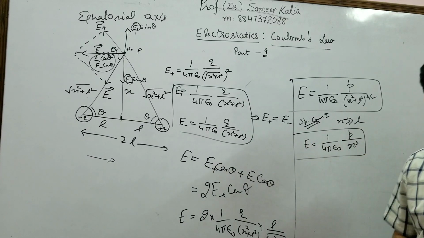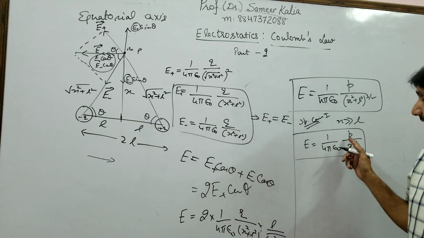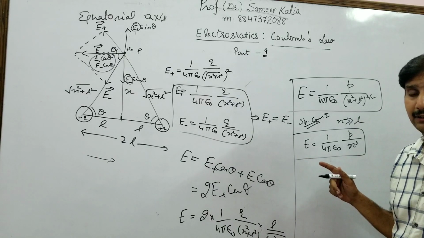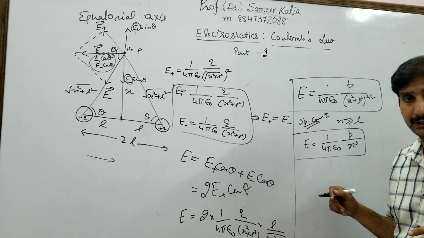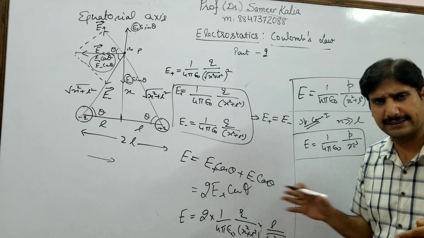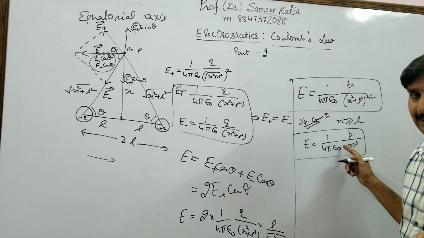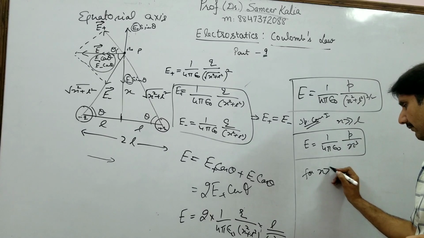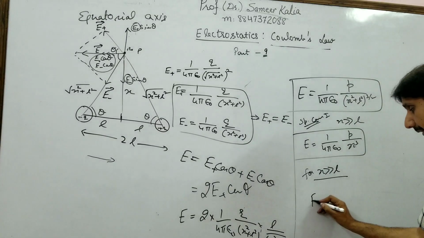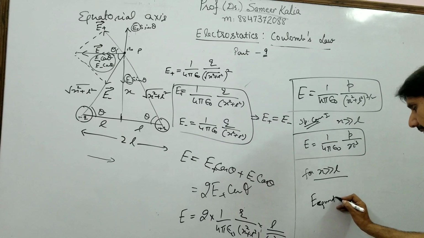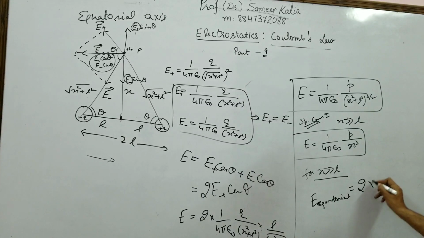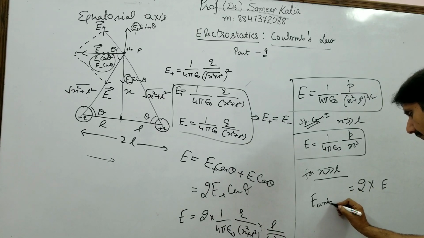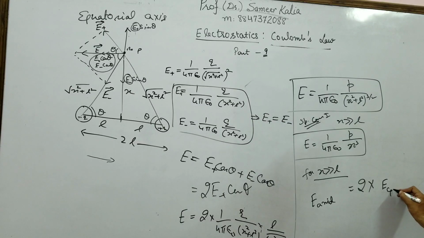Did you notice that electric field at a far off point on axial line was twice this much? That means for x very greater than L, E axial is equal to 2 times E equatorial.